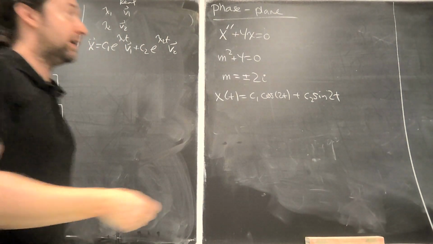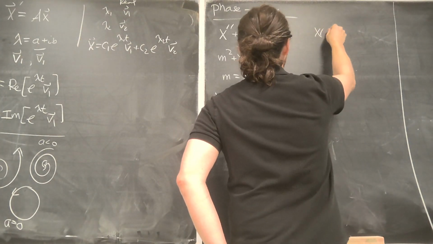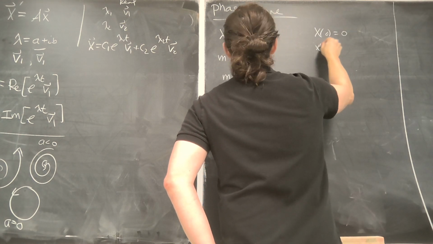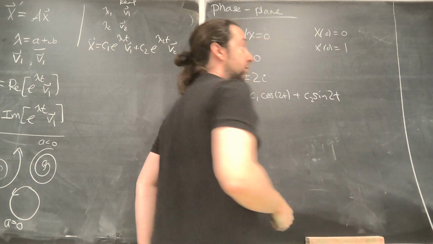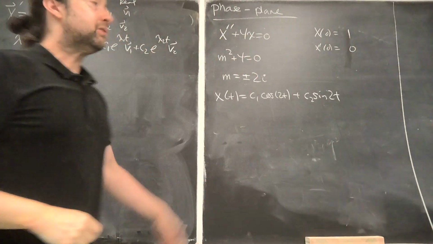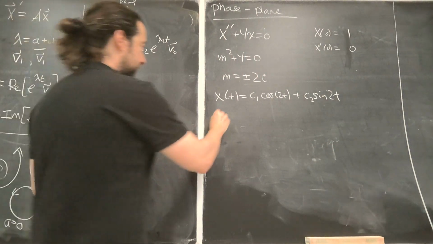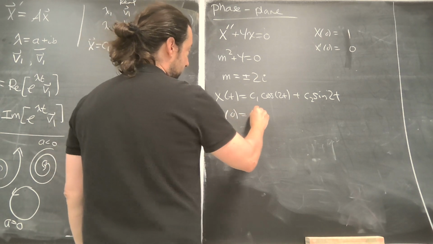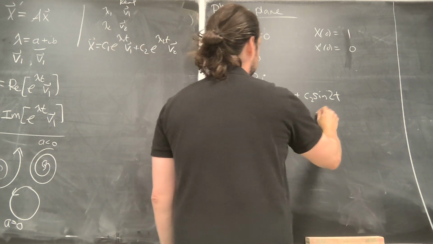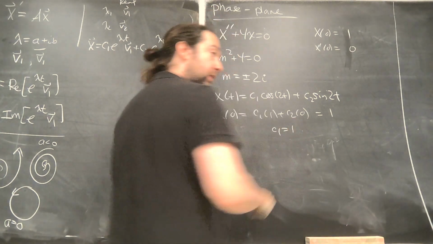And if I further add in some initial conditions, like x of 0 is equal to 1, and x prime of 0 is equal to 0, you could solve the initial value problem. x of 0 is equal to c1 times 1 plus c2 times 0, and that's supposed to be equal to 1, so c1 must be 1.